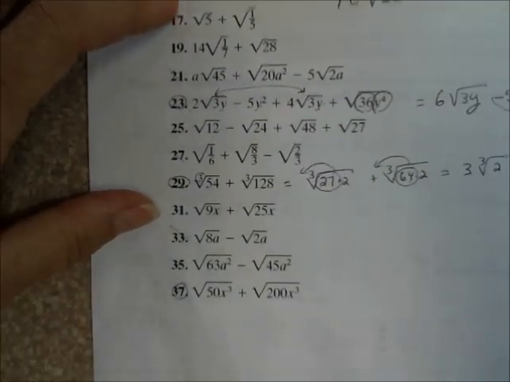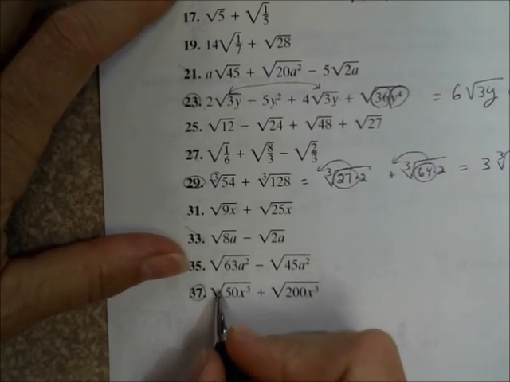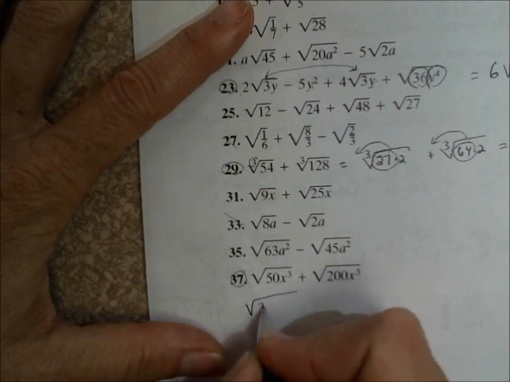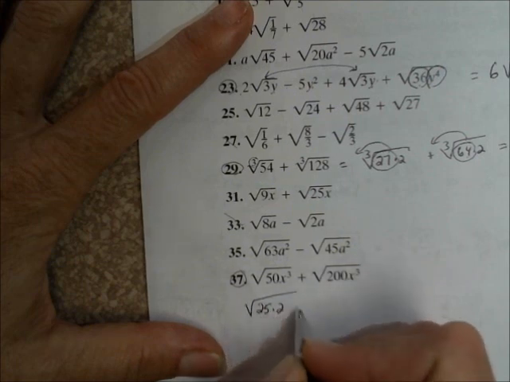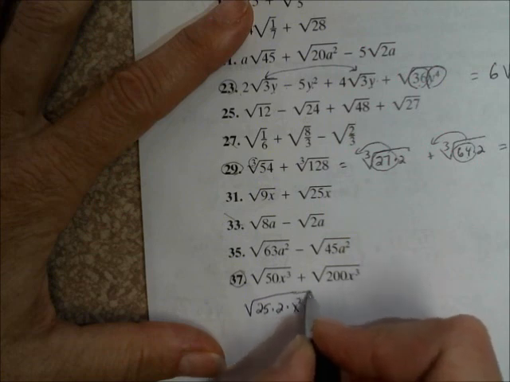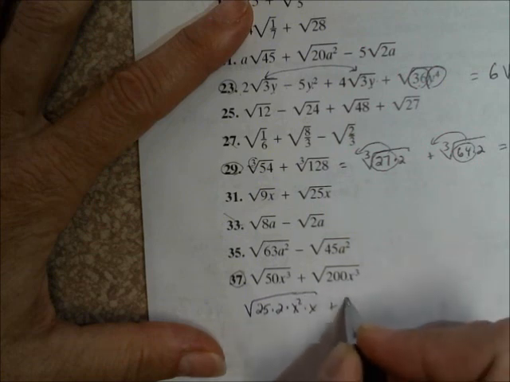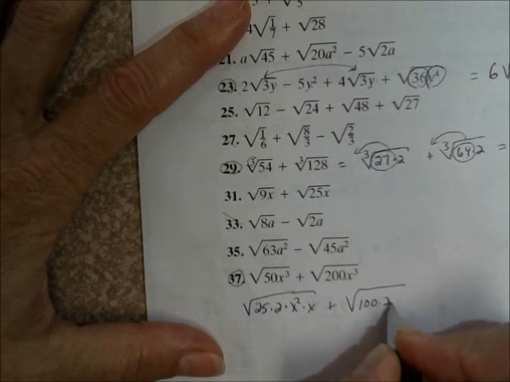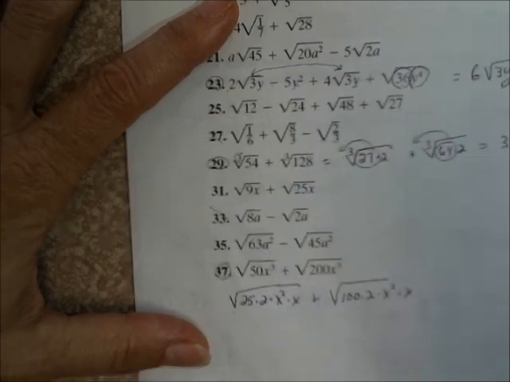And then the last one on this page I'm going to do is number 37. So this is just a square root again. And 50 can break down into the perfect square of 25 times 2. X cubed can break down into x squared times x. 200 can break down into 100 times 2. And again, x cubed can be broken down to x squared times x.